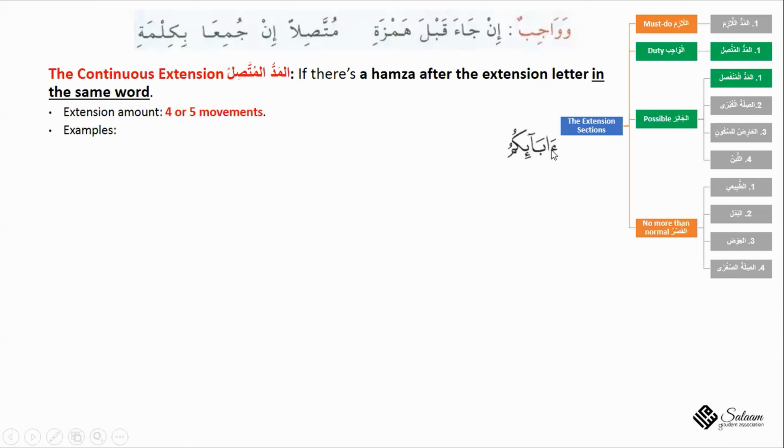We say abaikum, abaikum. Here you cannot say normal extension. You can say abaikum. Not good. Don't make this one like this one. This one does not have a hamza after, so this one is normal. But this one has hamza after, so it follows this one. It follows al-maddul muttasil, four or five movements.